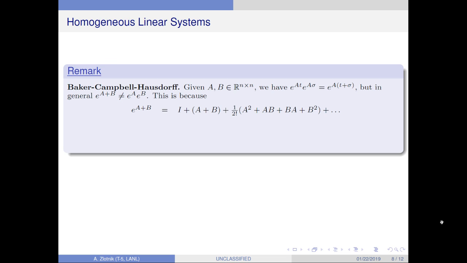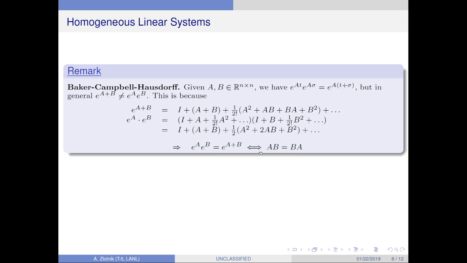That's because if you examine this matrix exponential, you see that here we have, in the second order Taylor series expansion of the exponential, AB plus BA. Whereas if we look at the product of matrix exponentials, we have in the second order term of the Taylor series 2AB. So these two expressions are equal if and only if AB equals BA. That is, if A and B commute.